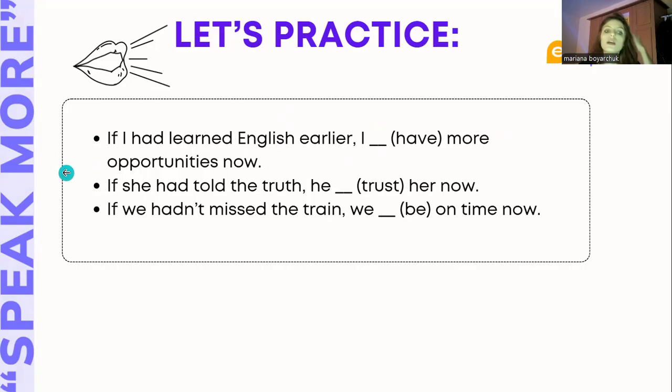Next one. If she had told me the truth, if she had told the truth, he would trust her now. If she had told the truth, he would trust her now. Again, would plus the base form of the verb. If we hadn't missed the train, we would be on time now. If we hadn't missed the train, we would be on time now.